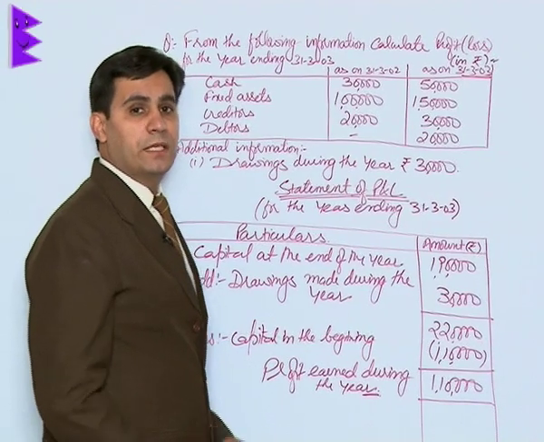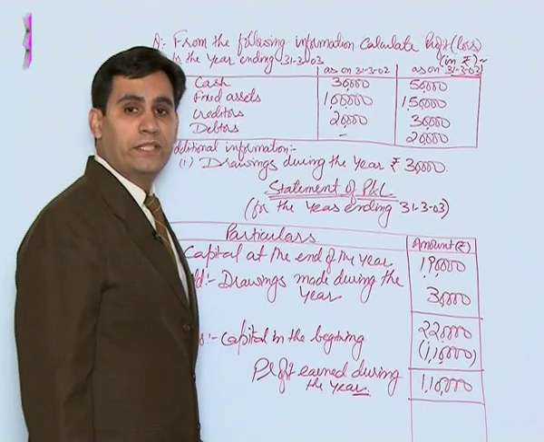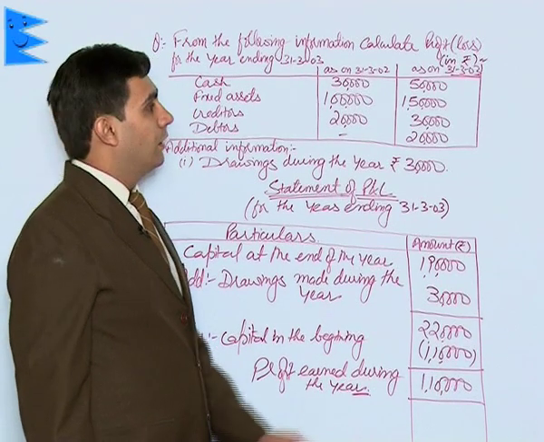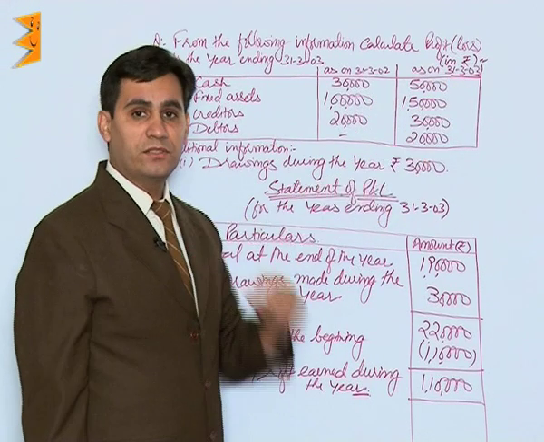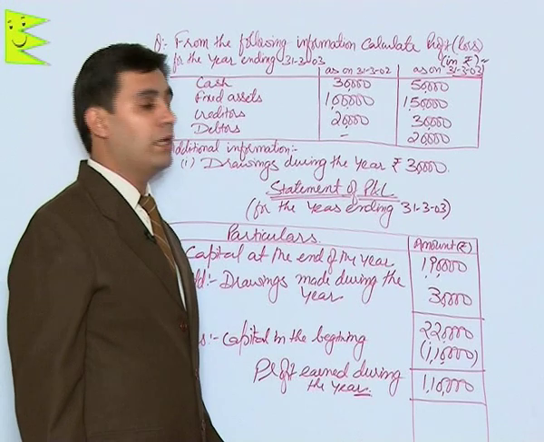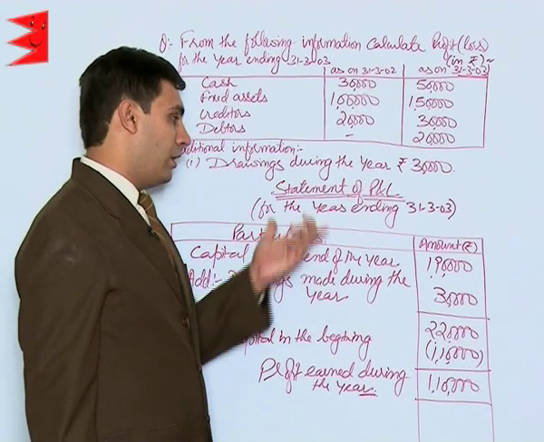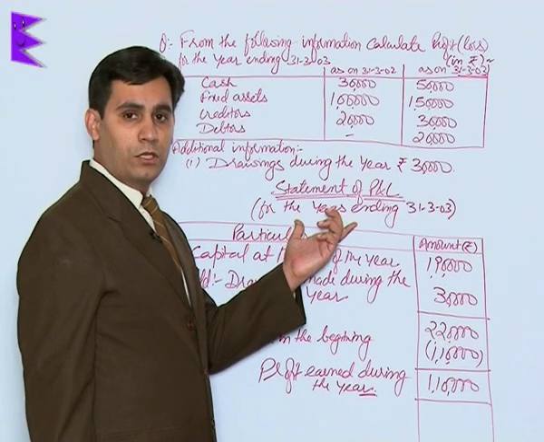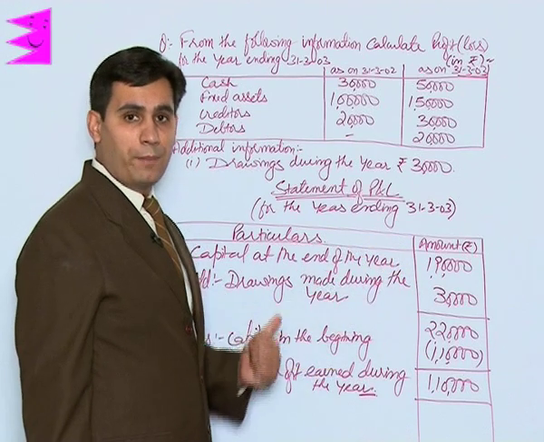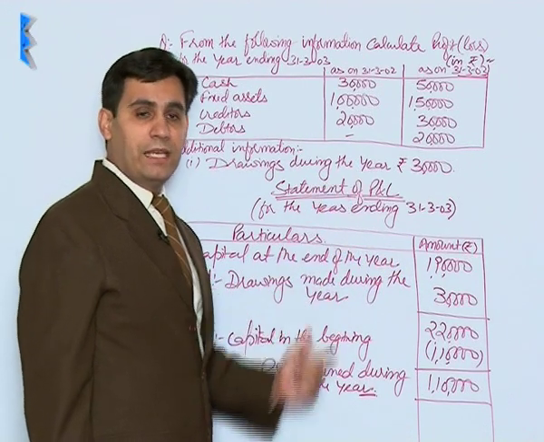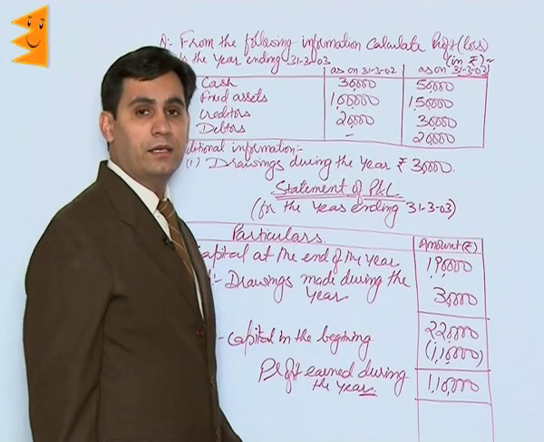So just to repeat the steps, by using this information, we first of all calculated capital in the beginning of the year. Then by using the information given for 31st March 2003, we calculated capital at the end of the year 2003. Then lastly, we prepared the statement of profit and loss. By adjusting opening capital, closing capital and drawings, we finally arrive at the figure of profit made during the year, which comes to rupees 1,10,000.